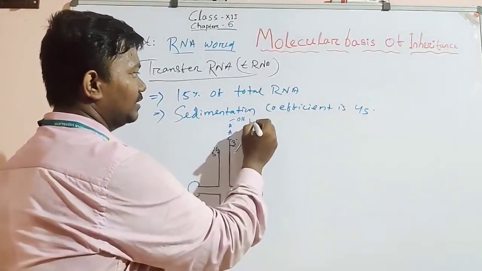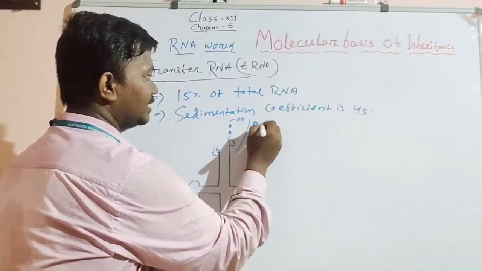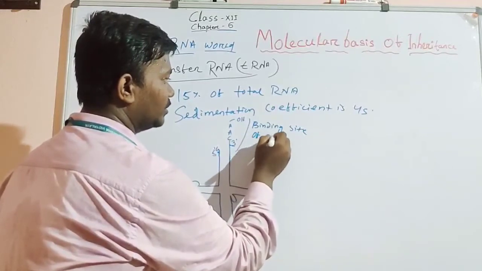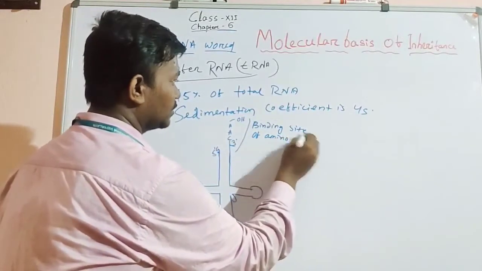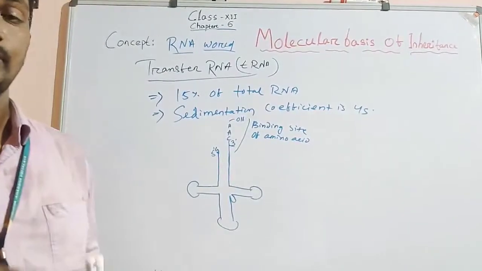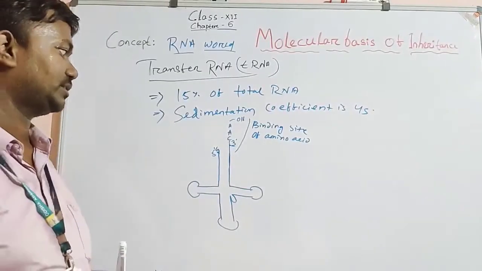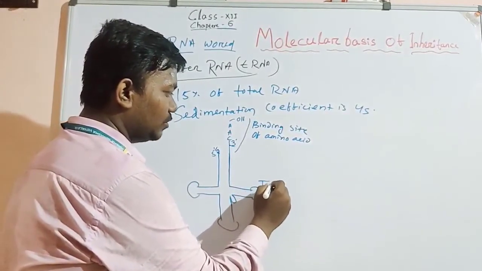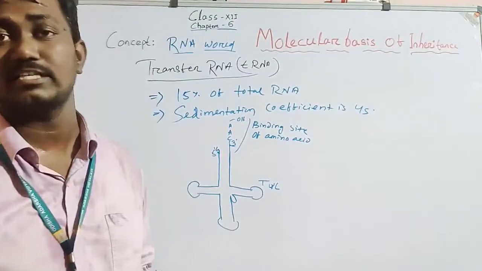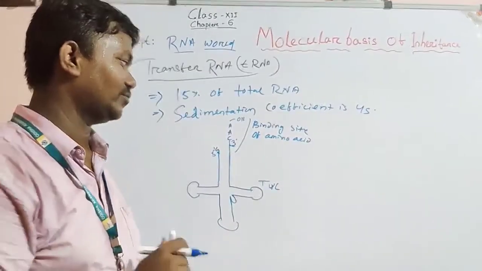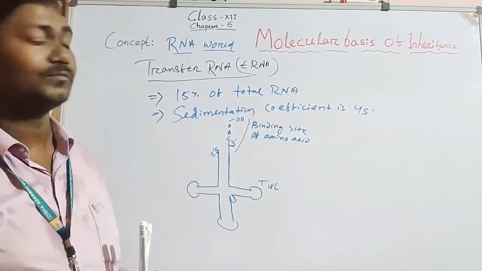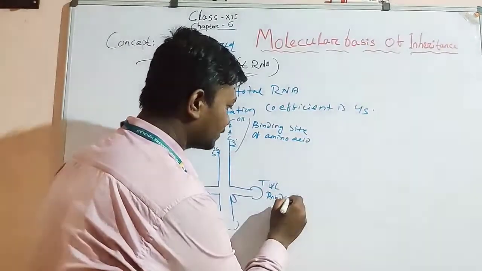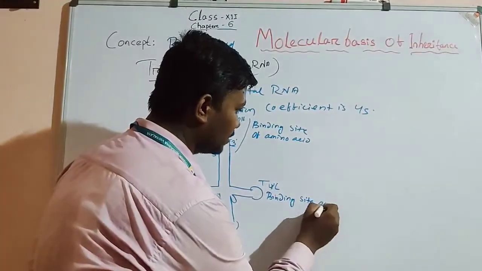This acts as the binding site of amino acid. The 3' region is the binding site of amino acid. This loop is called the T-psi-C loop, which acts as the binding site of ribosome to form a ribosome-tRNA complex.